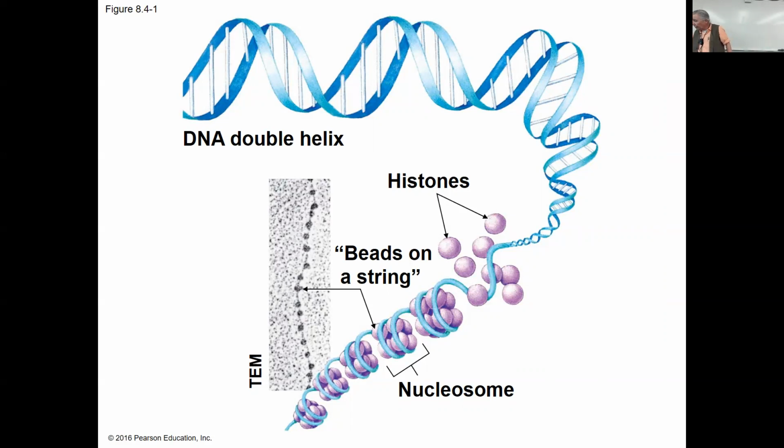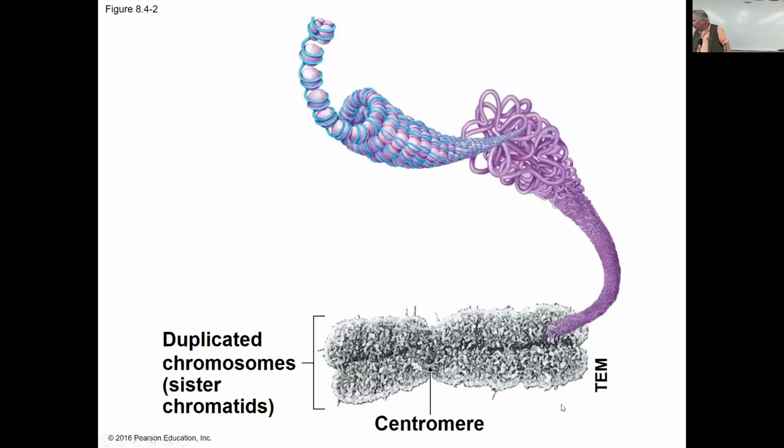And like I said, that's an electron micrograph there, so you can see them with an electron microscope. It is the beads on a string. And there they are supercoiled. So this is what's called a duplicated chromosome. It's right after the phase of the cell cycle when chromosomes are replicated or copied and they become supercoiled.